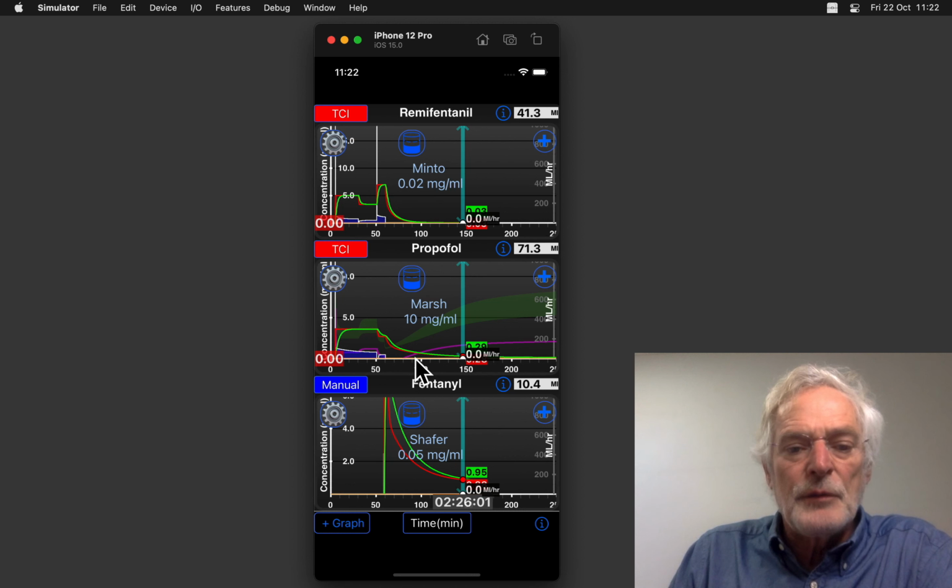So you can see that it will take a long time now, almost 15 minutes, for the patient reaches the concentration where the propofol concentration is low enough for the patient to wake up.